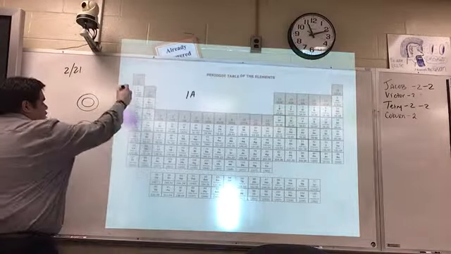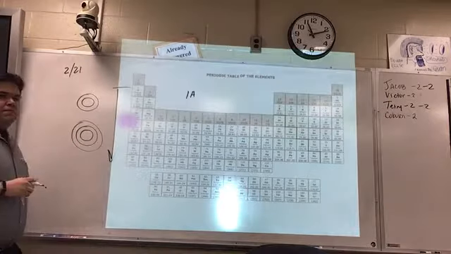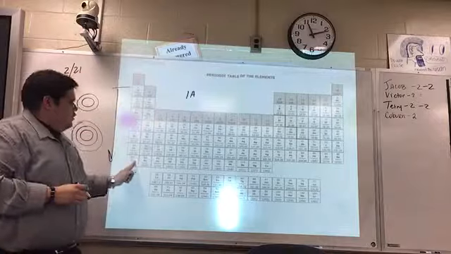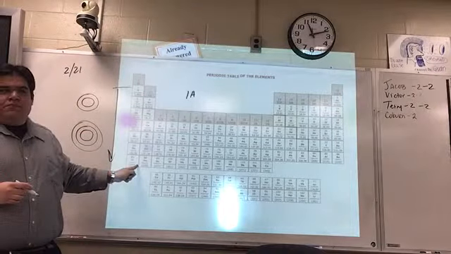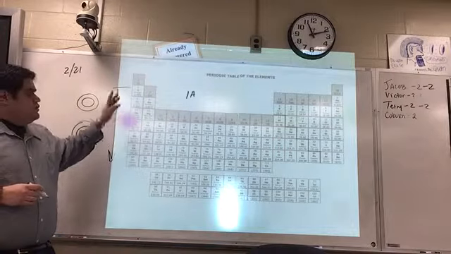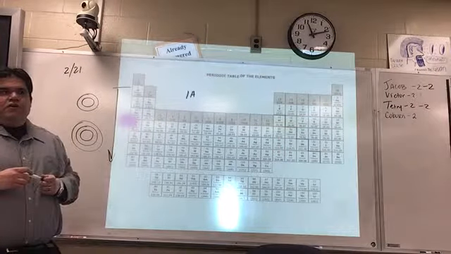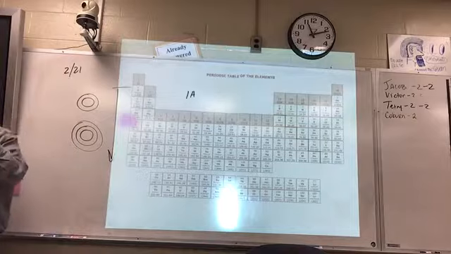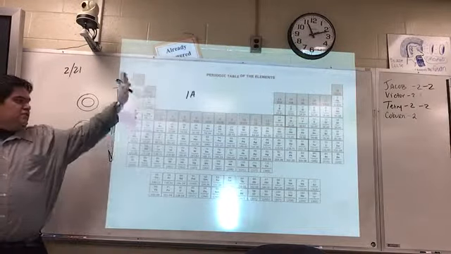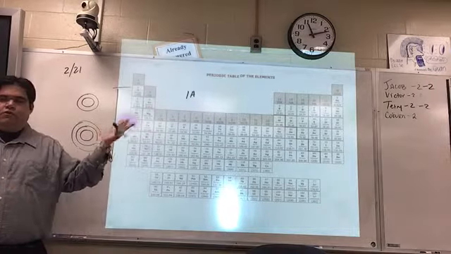If it were only having to worry about what goes down a column, that would be very, very simple. Except we do have these things called periods on the periodic table, right? There are 1, 2, 3, 4, 5, 6, 7 periods on the periodic table. So because there are periods, we also have to figure, well, what is the trend in relation to size as we go across the periodic table? We know what happens as we go up and down now, but what happens as we go across?